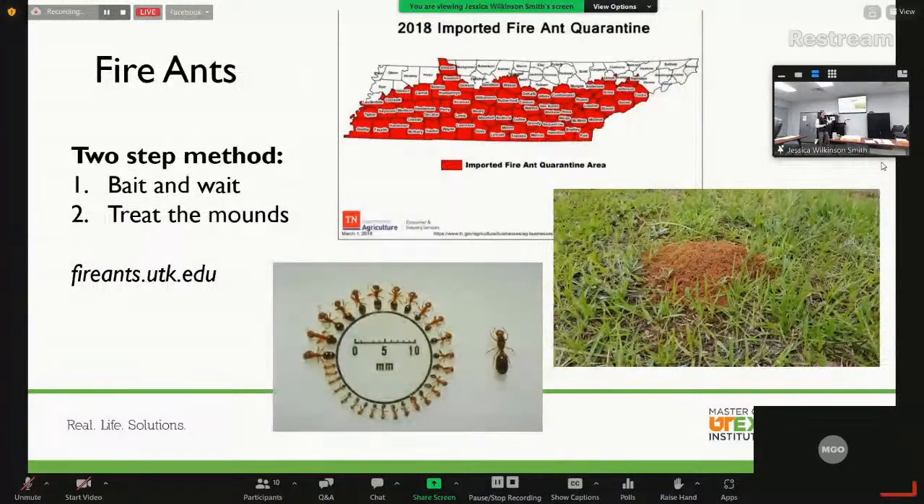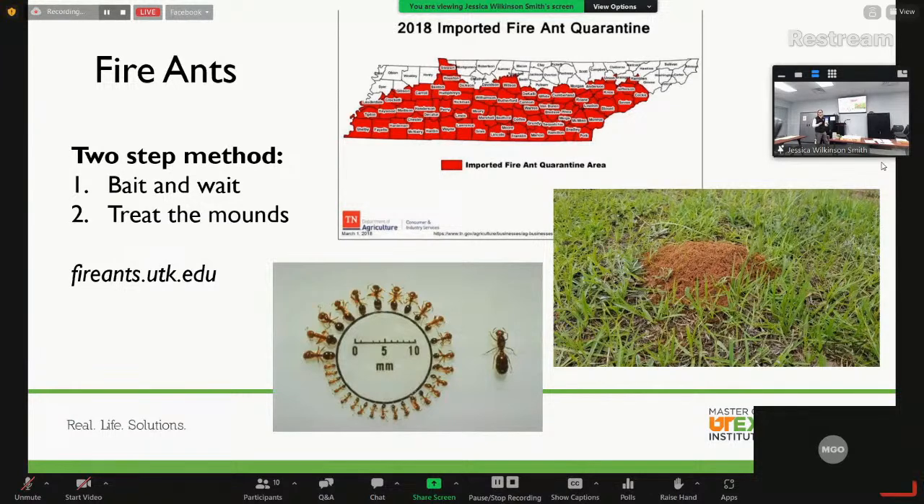Of course, fire ants. I like to show the 2018 quarantine because that has already failed. They are everywhere in Tennessee now. But we've got a two-step method, and you're welcome to go to fireants.utk.edu if you want to learn more about how to treat your fire ant mounds.